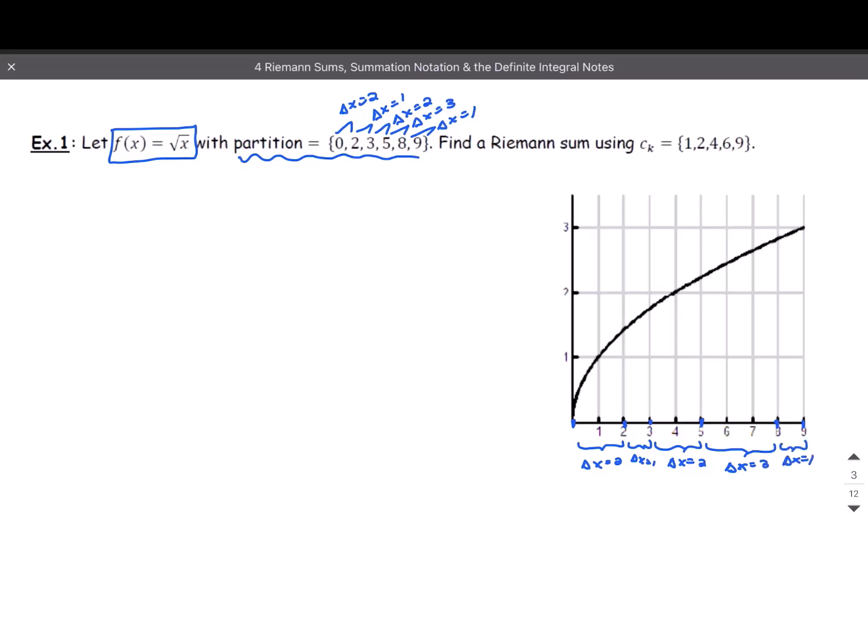Okay. Now, we're going to find a Riemann sum using these x values to find the heights. So those are the x values that we're going to substitute into the function. So I'm going to write this a little weird. The area from 0 to 9 is approximately, now our base of the first rectangle is 2 times f of, we're supposed to use 1 to find the height of the first rectangle.